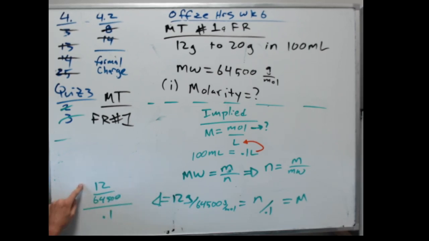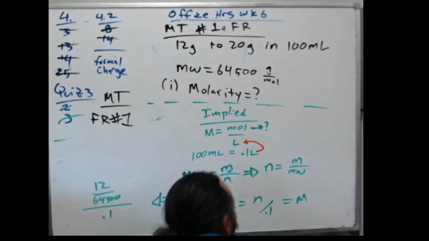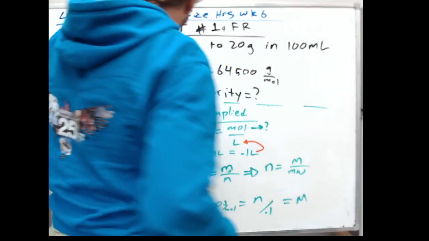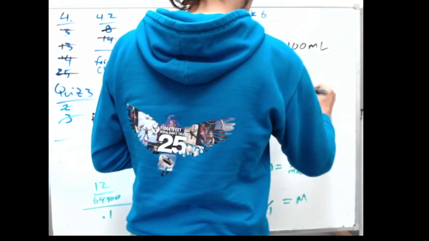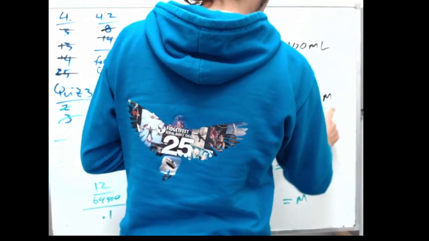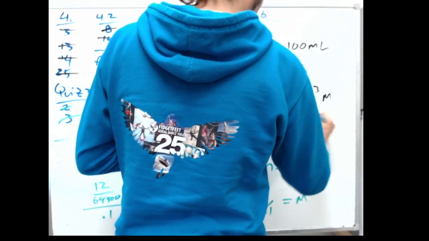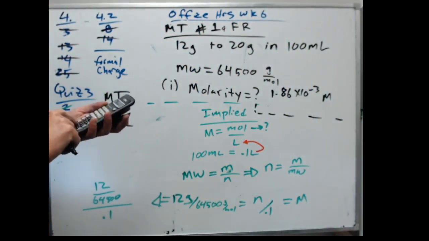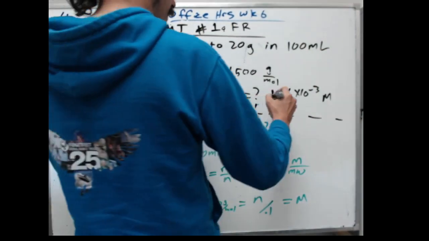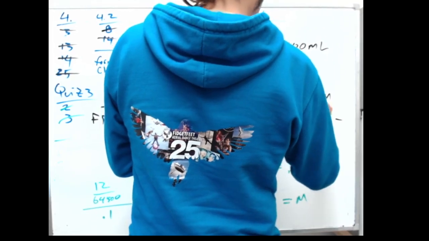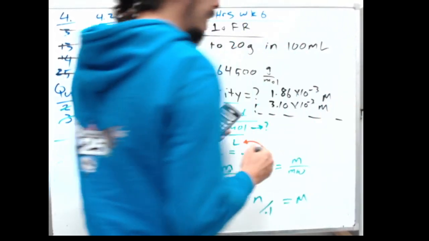We do the same thing, change that 12 to 20. So that's the low end of the concentration. Change that 12 to 20 to get the high end. Let me write that number down because we didn't get to number 2 yet. So our molarity range is going to be 1.86 times 10 to the minus 3 molarity for our low end. And then if I do 20 divided by 64500 divided by 0.1, we get 3.10 times 10 to the minus 3 molarity for our high end.